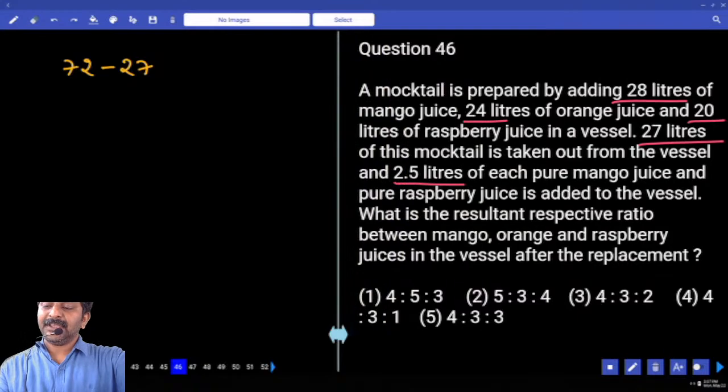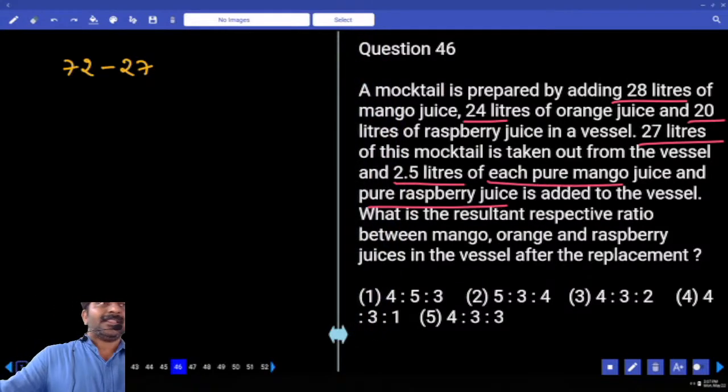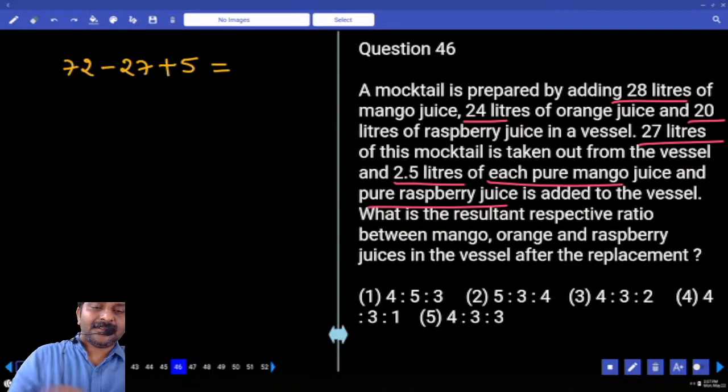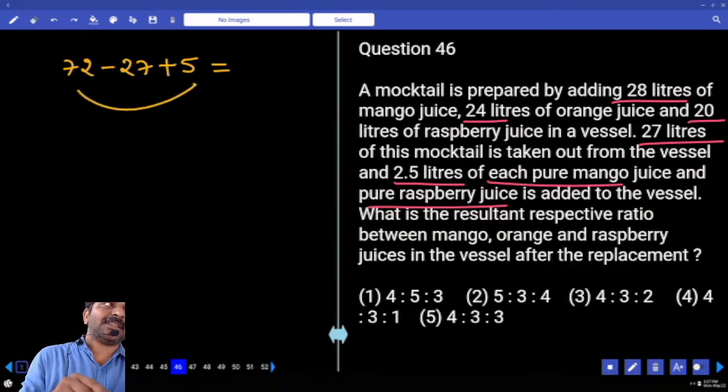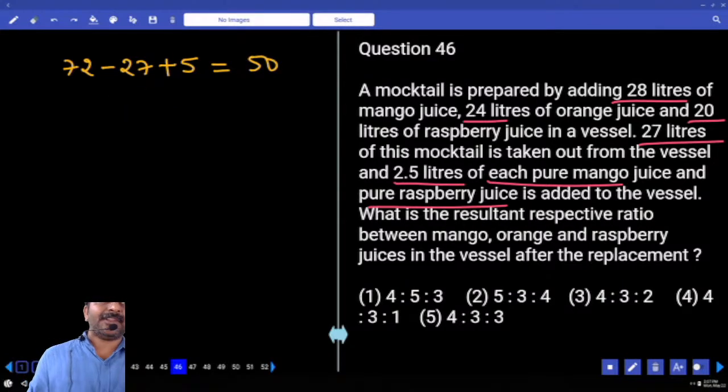2.5 liters each of pure mango and pure raspberry. That means 2.5 liters plus 2.5 liters, total 5 liters added, right? This is the total final quantity that we are going to have. So 72 minus 27 plus 5, that is 70 minus 27. So finally we have 50 liters only. In 50 liters, how many different quantities are there? And we were asked to calculate the ratio between these three values.